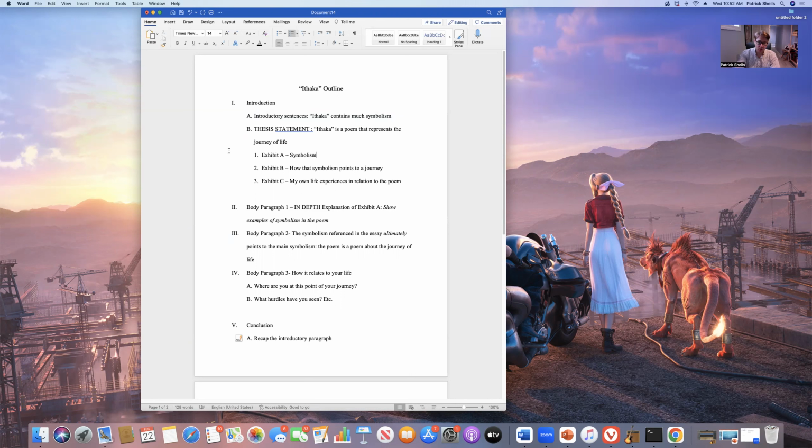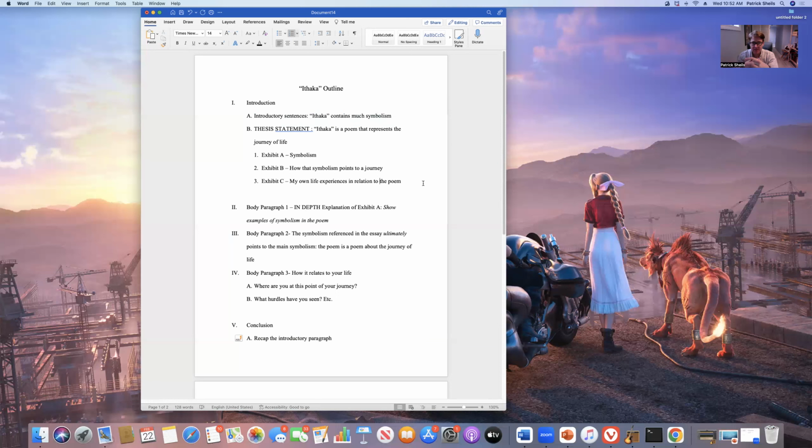You're going to pull references from the text that support the idea that symbolism is in this poem. Exhibit B, how that symbolism points to a journey, the journey of life, as explained in our thesis statement. And Exhibit C, my own life experiences in relation to the poem. So you can see how these paragraphs organically bridge to each other.